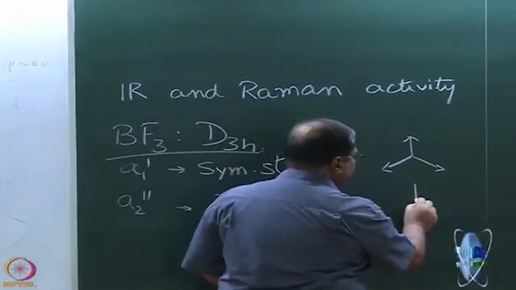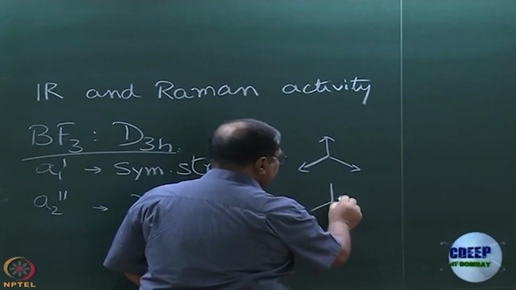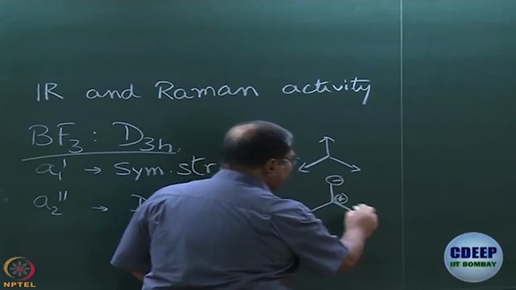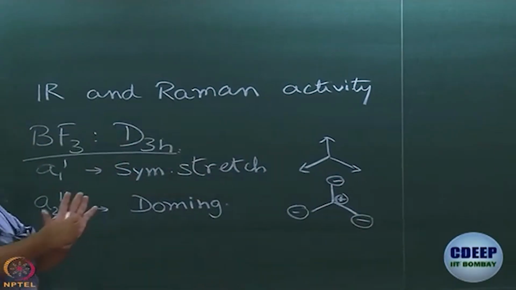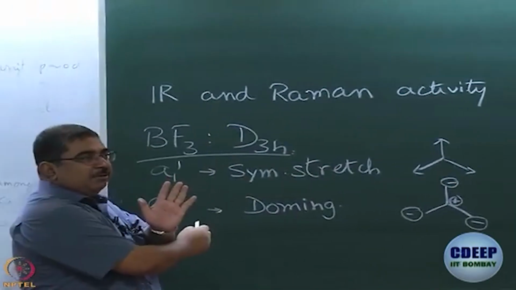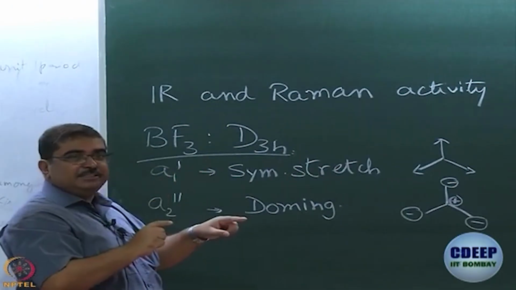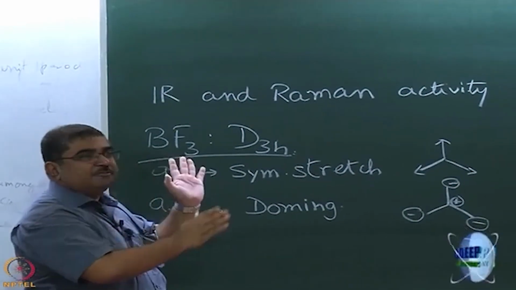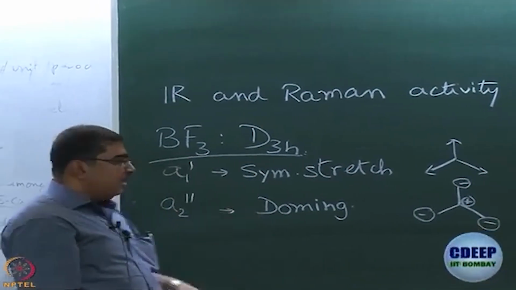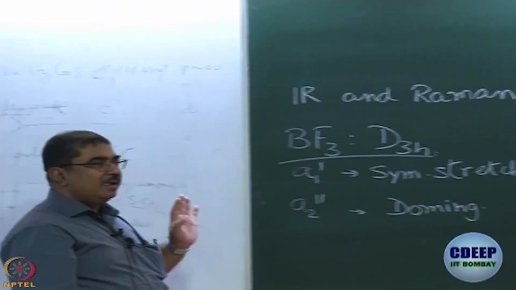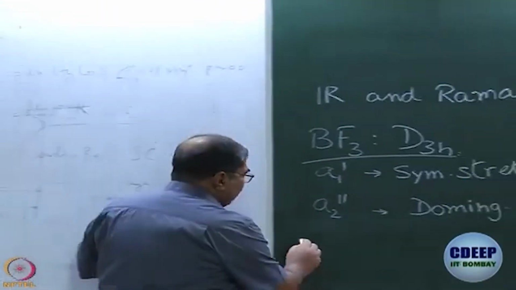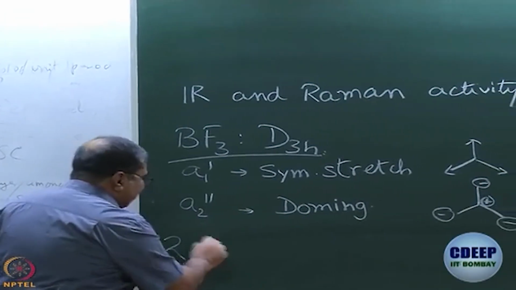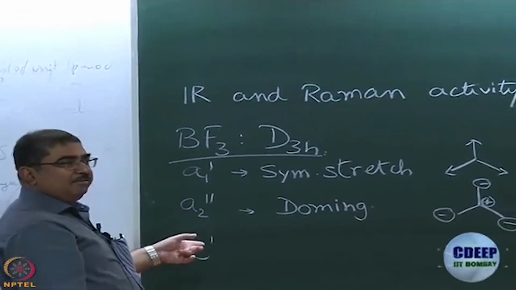So, the way we drew doming motion was plus and these are minus, or the other way round. The central atom coming towards you or going away from you, and the terminal atoms, the pendant atoms, making sure that the center of mass does not move. What else did we get? We got 2, what was that, E dash or E double dash? 2 E dash vibrations.